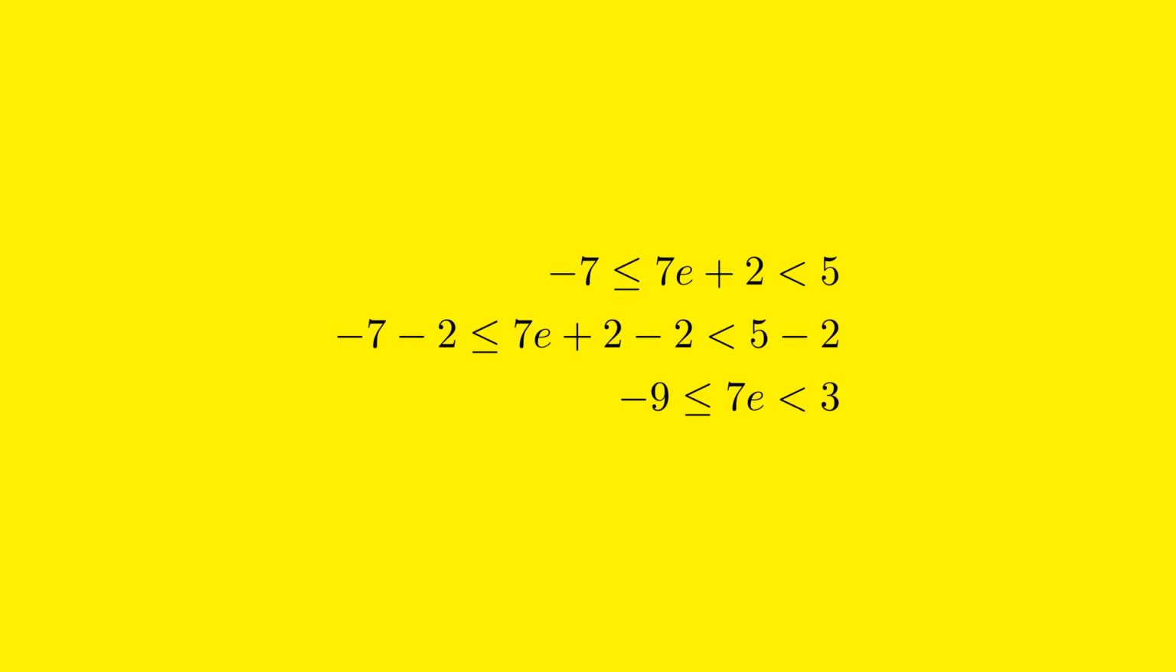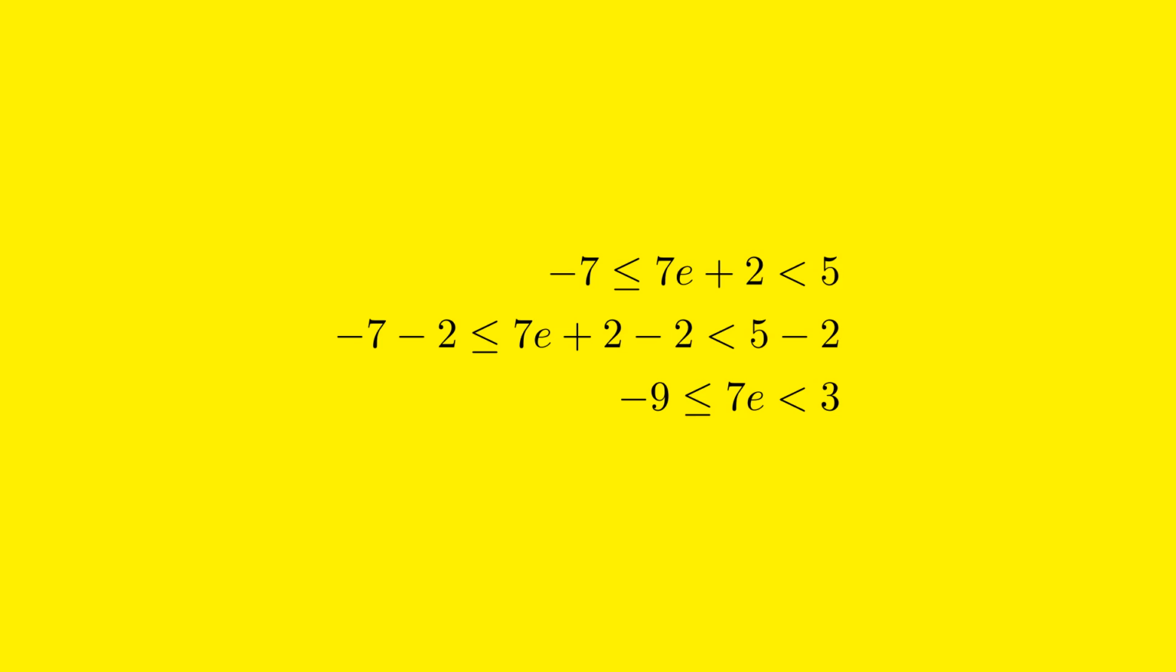All right, let's solve the inequality -7 ≤ 7e + 2 < 5. Step 1. To start solving this inequality, we need to isolate the variable e. Notice that here we have two inequalities combined into one: -7 ≤ 7e + 2, and 7e + 2 < 5.